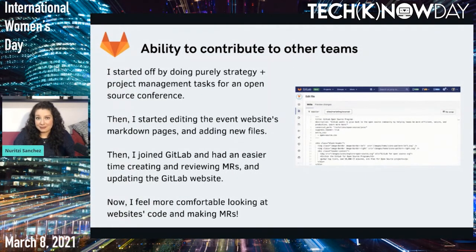You can also contribute to other teams. And here, I wanted to give a very tangible example of my own experience. When I first joined open source communities, I really didn't know how to use a lot of engineering tools. And I was very much focused on strategy and project management for open source conferences and for things on the engagement team. And then because we were using GitLab, I started to edit the event's website because the markdown pages effectively looked to me almost like a Google Doc or something where it was easy enough to edit as a document. Because of that, once I joined GitLab, I had a much easier time creating and reviewing merge requests and updating the GitLab website.